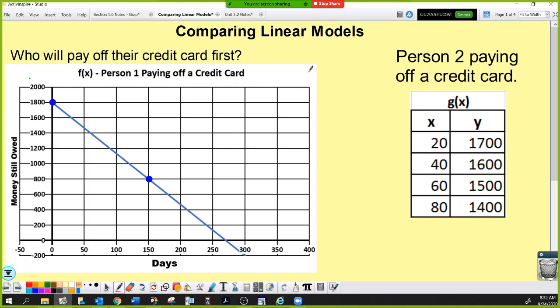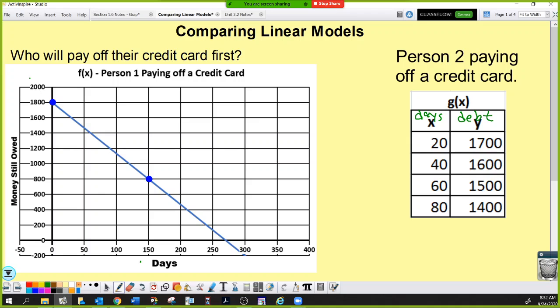Person 2 is paying off their credit card according to this table. Now, person 2, we can't see the line, we can't see the y-intercept, but we can see a whole bunch of x comma y's. The question is, who's going to pay off their credit card first? That means which one of them will have 0 debt in the smaller amount of days. So my x's are going by days here. So even though it didn't say it, these are days. And this is debt. And that's why the number is going down, because as you pay things off, you should have less and less debt.